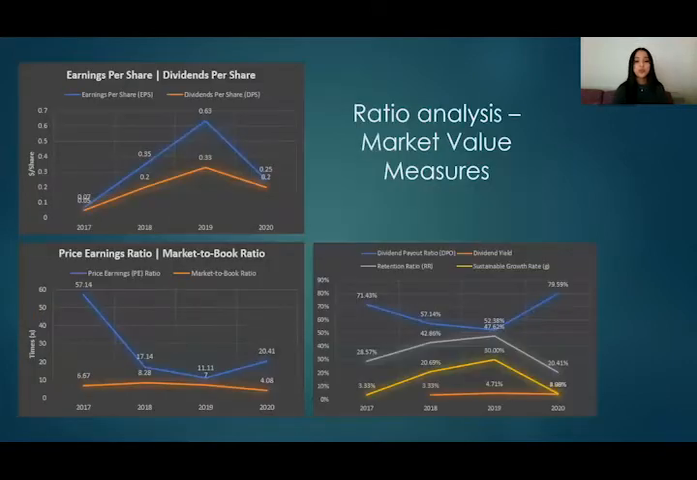Next, we will move on to market value measures. So here we can see in the first graph above that Delta has suddenly declined in 2020 in its earnings per share and dividends per share, which is not good. It is also evident in the second graph under this that Delta has a very high dividend payout ratio, indicating they are a mature company that is reinvesting money back, but paying more in dividends. We can also see a decrease in 2020 for retention ratio and sustainable growth rate, which indicates Delta is not able to find profitable opportunities and may be at risk of stagnation.